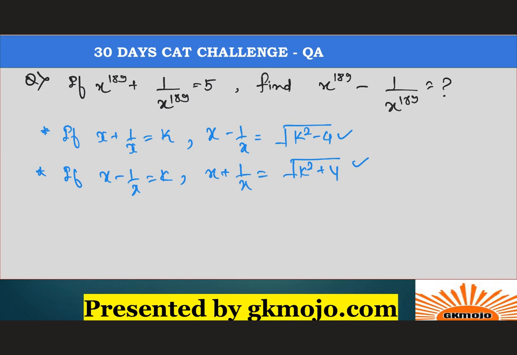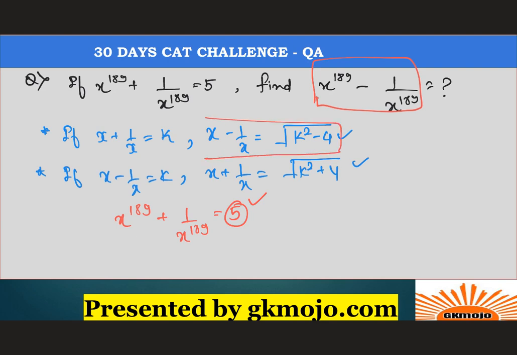All right, now here what they have done is they have given you x to the power 189 plus 1 upon x to the power 189, and this is equals to 5. All right, what is this 5? This 5 is your k over here. All right, and they have asked you in same terms only. All right, x to the power 189 minus 1 upon x to the power 189. So here the answer for this will be root of k square minus 4. So what is k over here? k over here is 5. So 5 square is 25 minus 4. Hence the correct answer is root 21, and that is your correct answer.